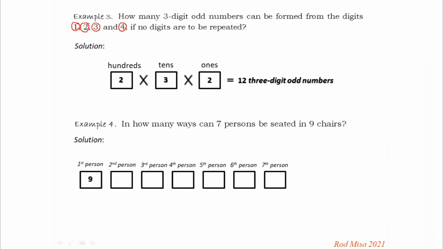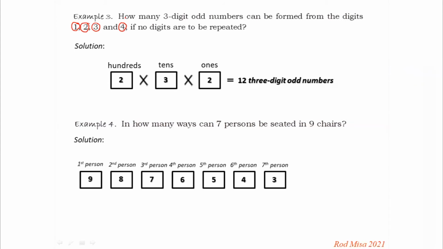Maybe he can choose the first chair, or the second chair, or the third chair, or the fourth chair, up to the last chair. So the second person can choose only from 8 because the first person has already chosen his chair. And the third person is left with 7 choices now because 2 of the chairs are being used by the 2 persons. The fourth person, 6 chairs only. And so with the 5th person, the 6th person, and the 7th person there.